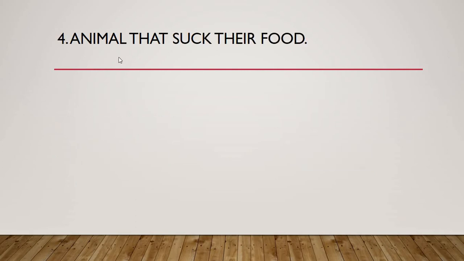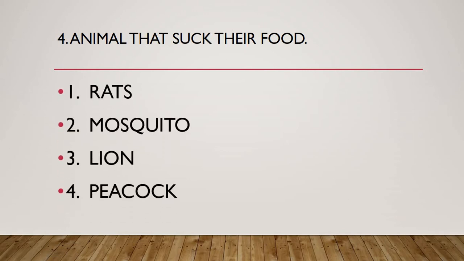Question 4. Animal that suck their food with the tube. It is not written, but you should understand. When you are having your juice using a straw, that means you are sucking that juice inside your mouth with a straw. So a tube or a straw, you should understand that. Now options are rats, mosquito, lion, peacock. So lion is obviously not an option. Lion will never suck.